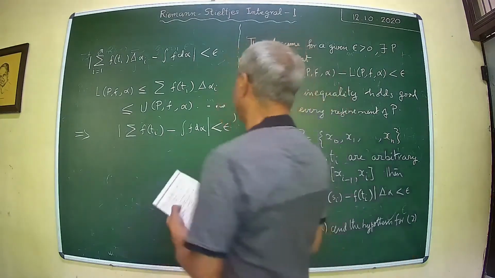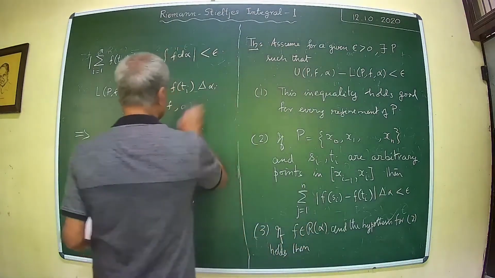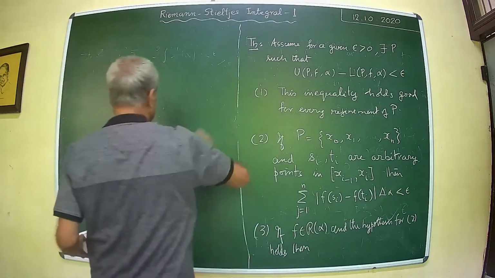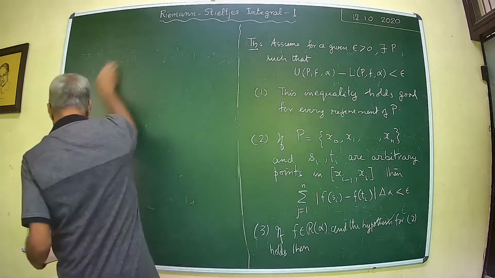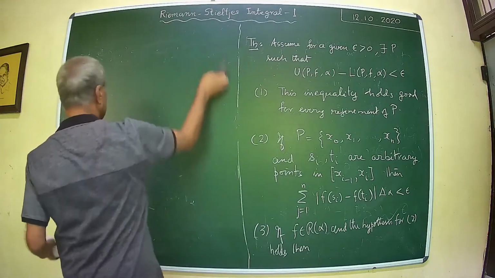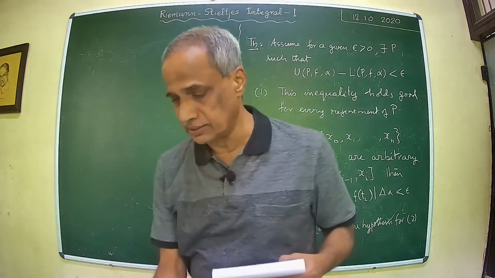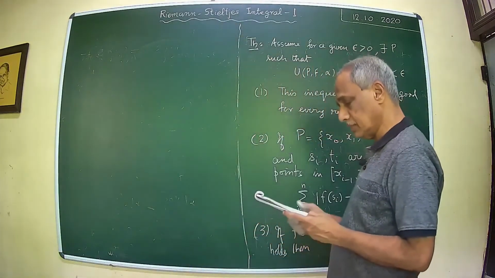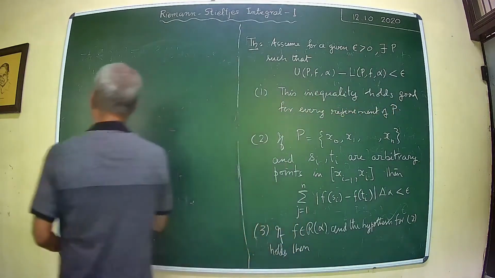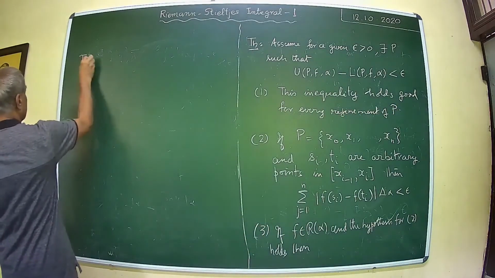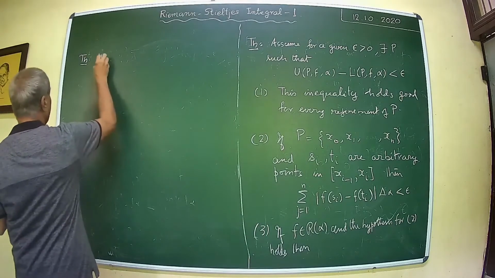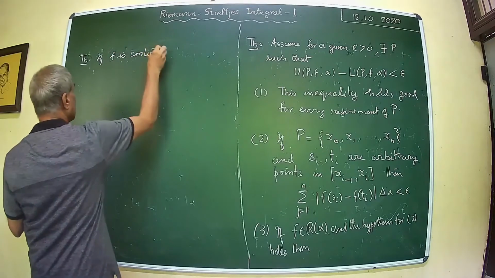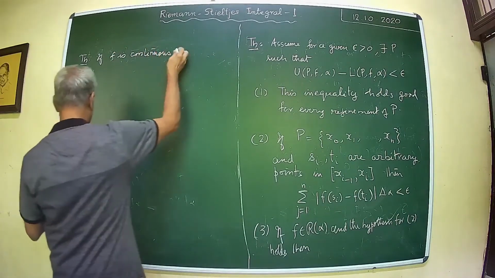So now, as before, we obtain two results: that all continuous functions are Riemann-Stieltjes integrable, and again all monotone functions are Riemann-Stieltjes integrable. So let first, if f is continuous on [a,b].